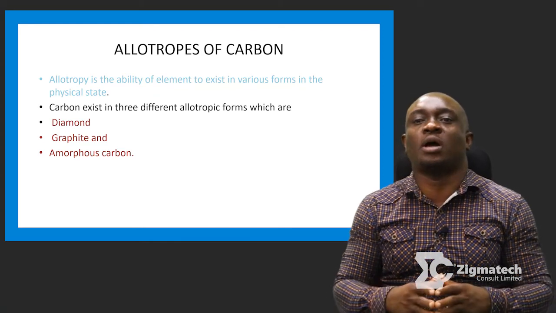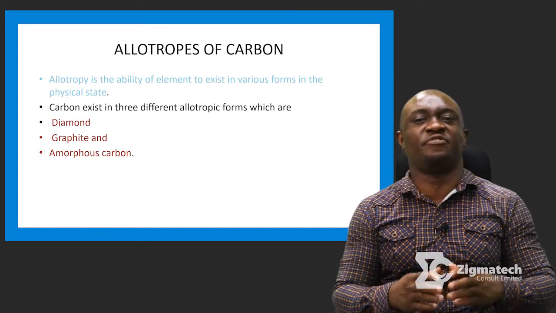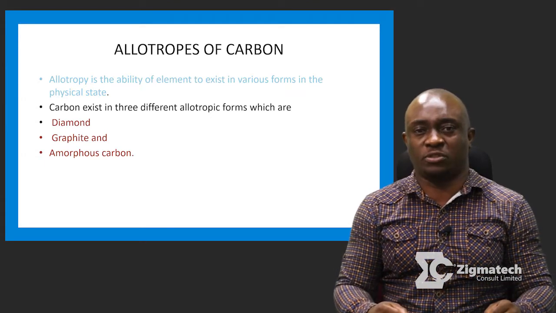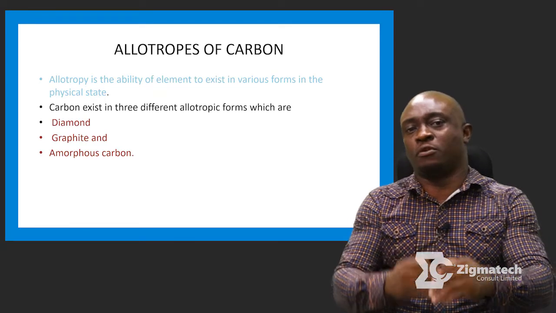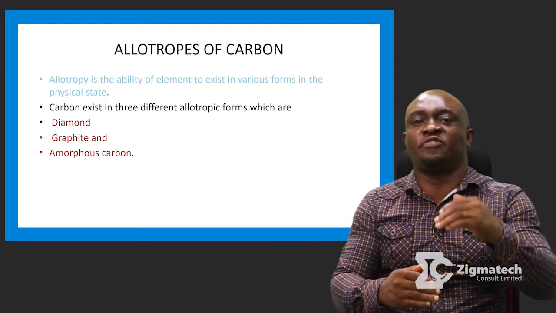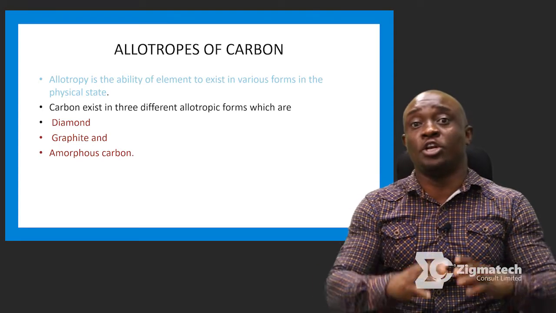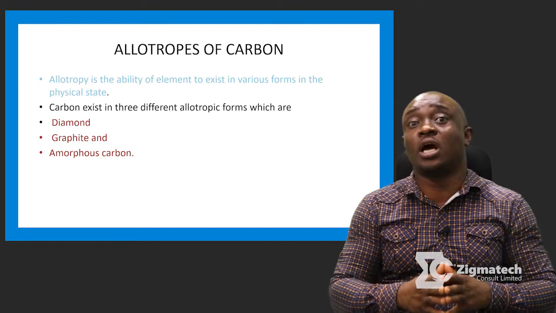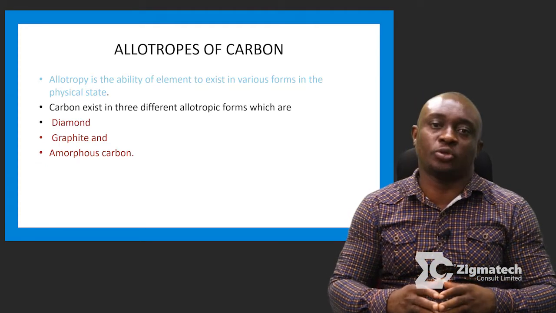Now let me talk about allotropes. Allotropy is the ability of an element to exist in various forms in the same physical state. You have carbon there, and it exists in different forms. The first form is diamond, then carbon can equally exist in the form of graphite or any of these ones I mentioned under amorphous, which I say are non-crystalline in nature.